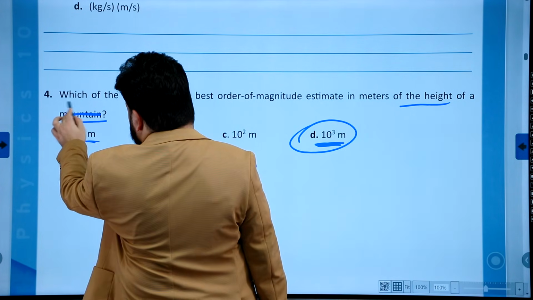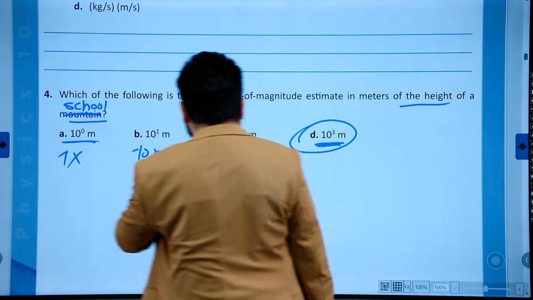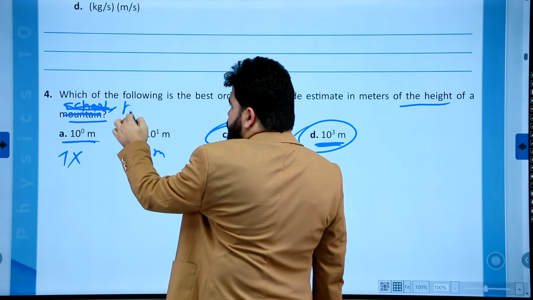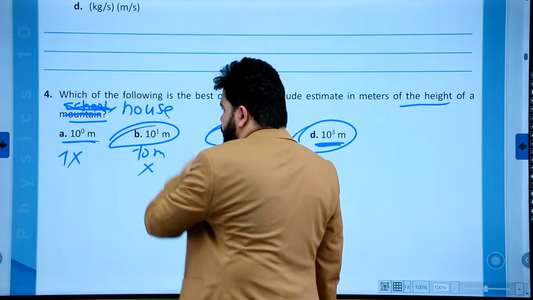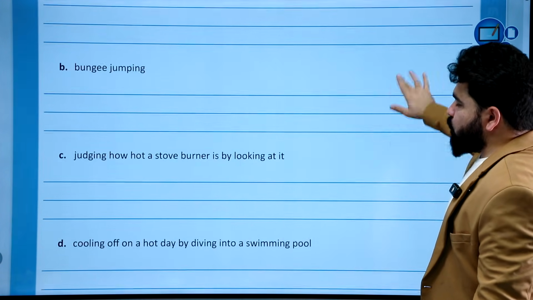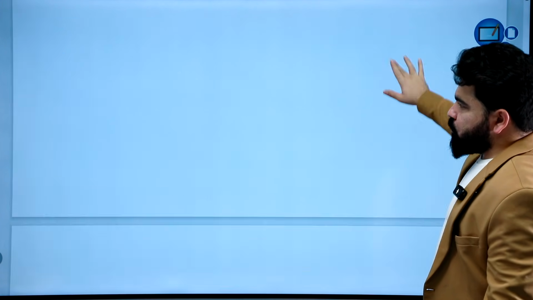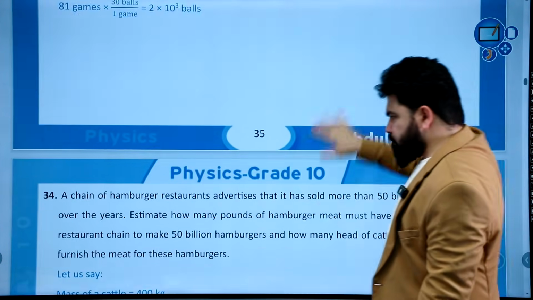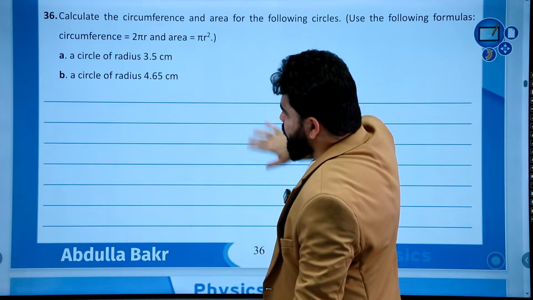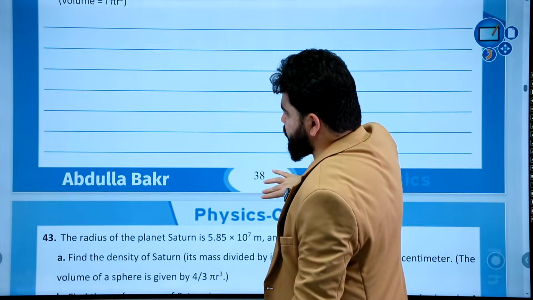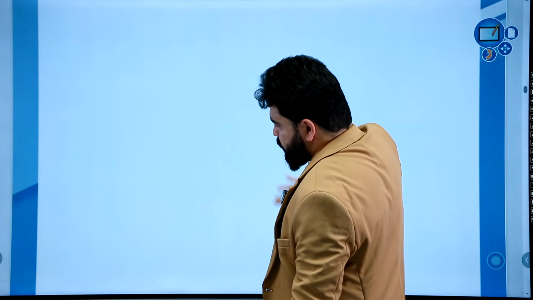What if I make this a school? If I make this a school, it's going to be 10 to the power of 2. If I make this one, for example, not school, but house, okay, this is going to be what? 10 to the power of 1. And if I make this a human body, it's going to be 10 to the power of 0. So we finished chapter 1. We're going to move to chapter 2. You can solve the practice chapter review and assess yourself. The questions are not that difficult. Only the ones that we focused on here, the topics we focused on, just solve those ones.